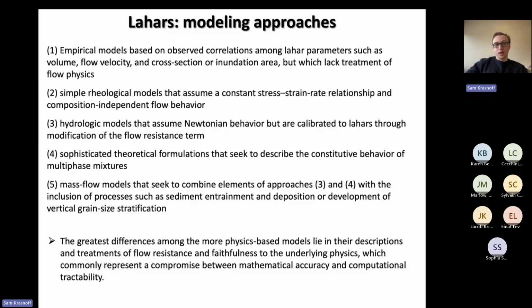And then we're getting towards more sophisticated versions where they try to describe the constitutive behavior of the multi-phase flow, and then finally there are mass flow models that combine the two, that actually have that deposition of sediment and entrainment, or some type of stratification of the actual grain size.